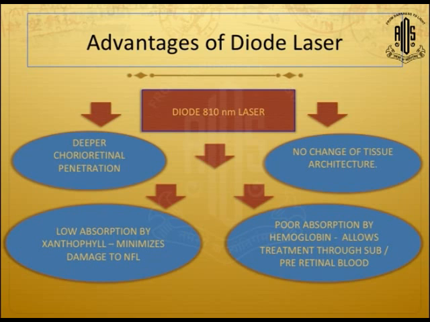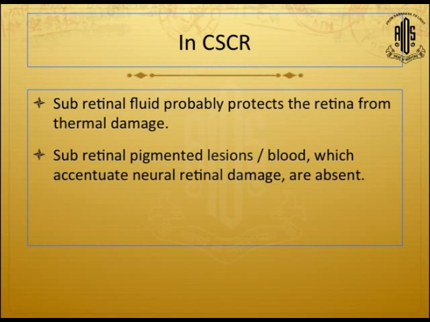So the advantages of the diode laser, that is the 810 diode laser, is that it has a deeper chorioretinal penetration. There is no change of the tissue architecture with this, and because of the low absorption by xanthophyll, it minimizes the damage to the nerve fiber layer. Again, poor absorption by the hemoglobin allows treatment through the subretinal and preretinal heme in cases of CNVM. In CSR, we have subretinal fluid which protects the retina from the thermal damage which might have been caused. And subretinal pigmented lesion and blood are actually absent in CSR, so it doesn't accentuate any neural retinal damage.